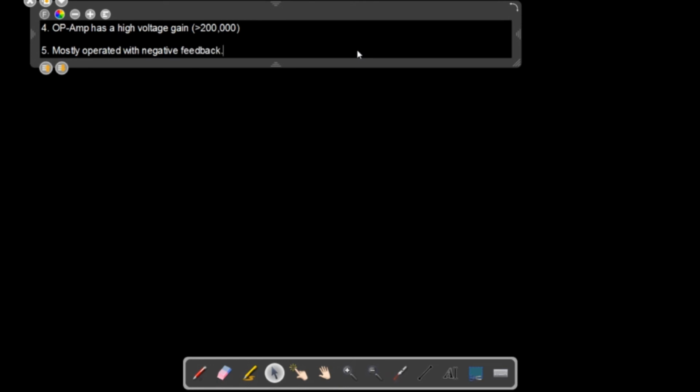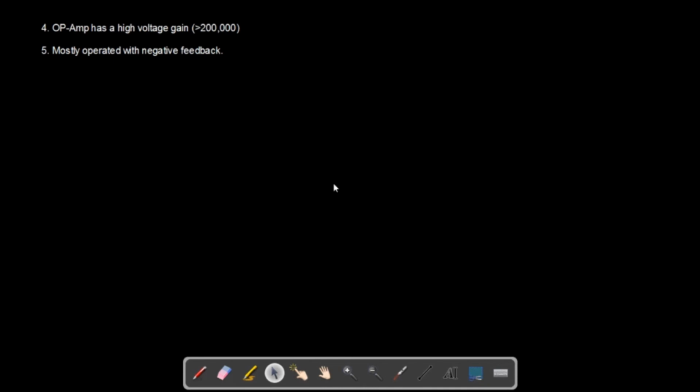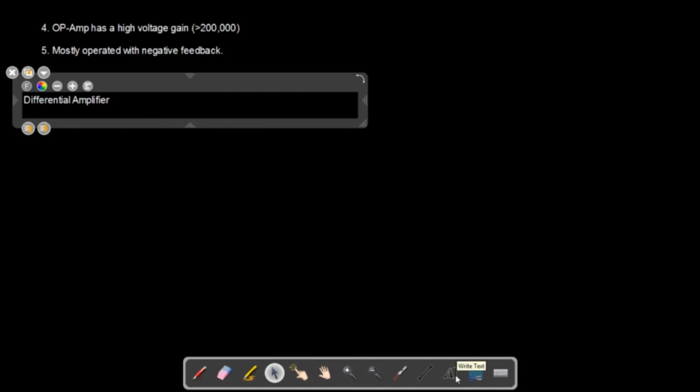This was the basics of op-amp, so that's why we are just going to take all these points one by one and understand them. Okay, so when we look into an op-amp, the first point is the differential amplifier. So we basically have a differential amplifier.